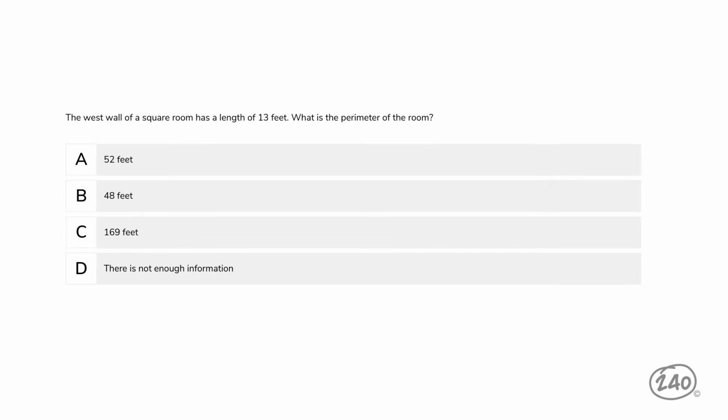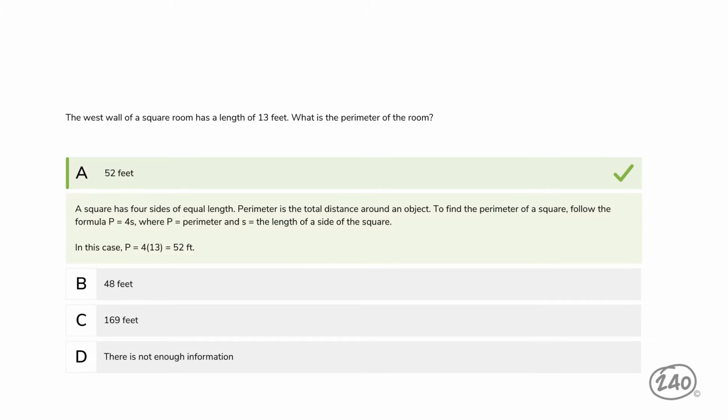We've finished patterns in algebra, and we just have 2 competencies left, so stay with me, you're doing great. Next up is geometry and measurement. We're told the west wall of a square room has a length of 13 feet. Now the question wants the perimeter of the entire room. Well, squares have 4 sides of equal measure, that's why it's called a square. So the perimeter of the area around the figure would be 4 times 13, which is 52.